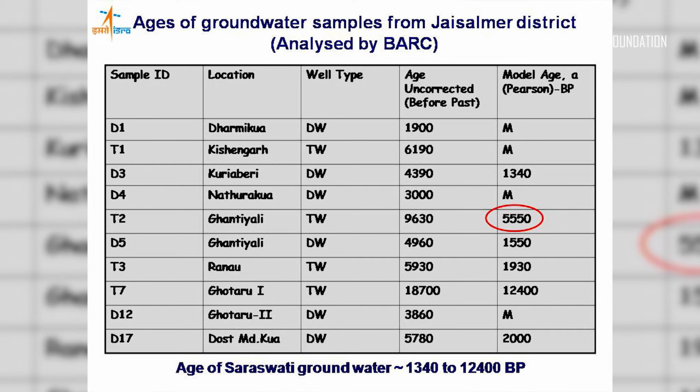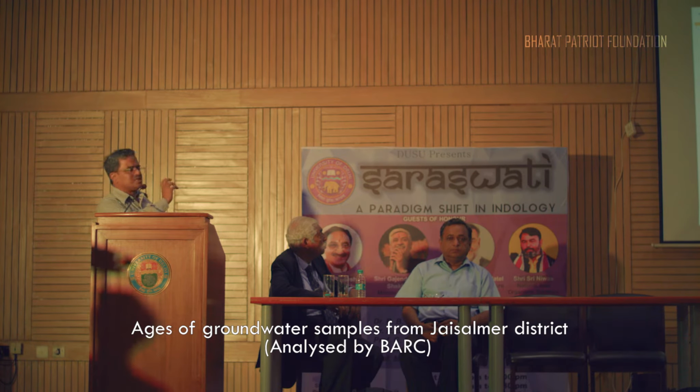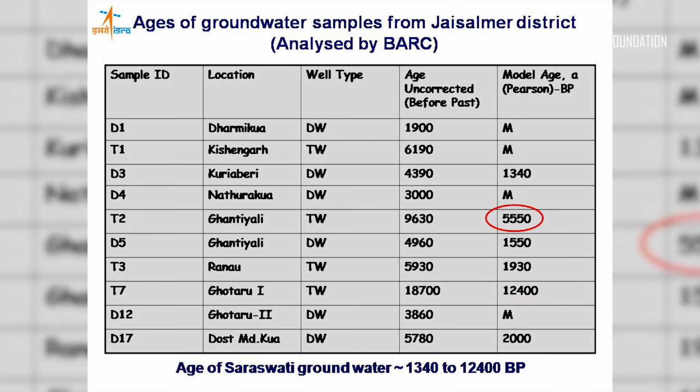And this is the dating done by the Bhabha Atomic Research Centre, and most of these are average dates they proposed. It ranges from 1,340 to 12,400 years, which is the entire span, but the average comes to around 6,000. Some are marked with M, meaning meteoric water. It means some contamination from surface water. Those we are excluding.